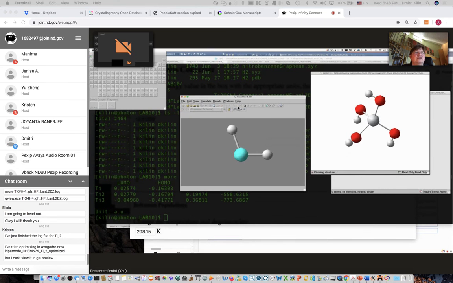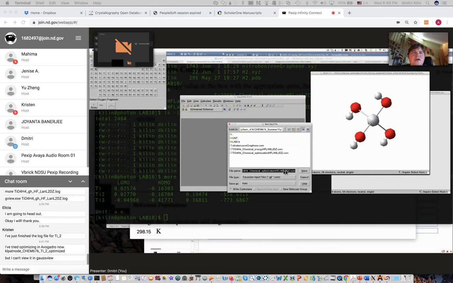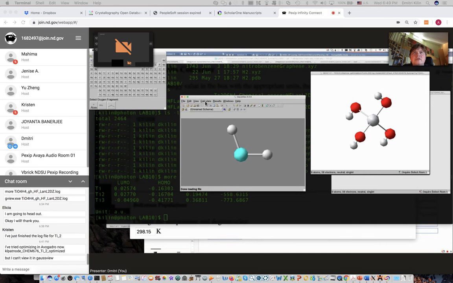Okay, so now angles for hydrogens are like 100 or 108 degrees, and I will save it. File, save. I will add broom, broom.com, and rerun single point. Calculate.